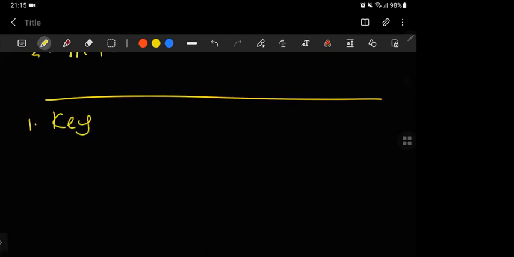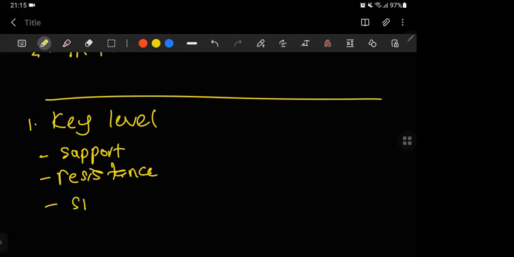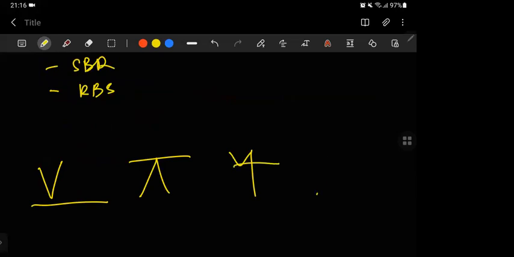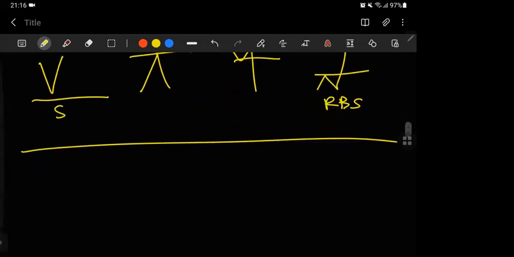Key level: support, resistance, SPR, RBS. Example: support, resistance, SPR, RBS. Resistance, SPR, RBS. Okay, settle, key level part.